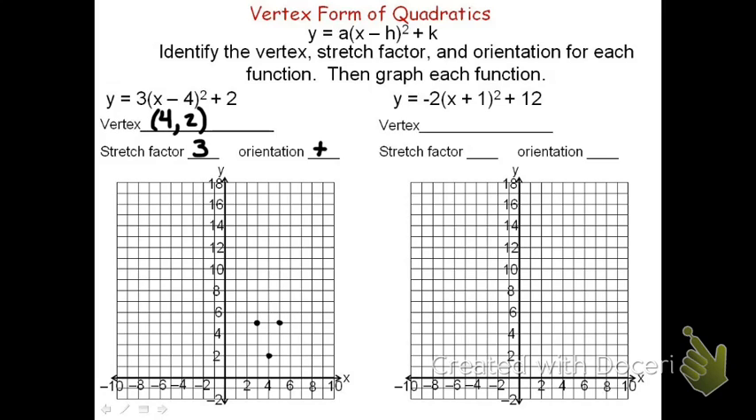If we go over 2, we'll go up 3 times 2 squared. 2 squared is 4, times 3 is 12. We're going to have to go up 12 units from the vertex. That would put it 14 units above the origin. That would be right here. Mirroring that point onto the other side would be right there. We can now draw the parabola.